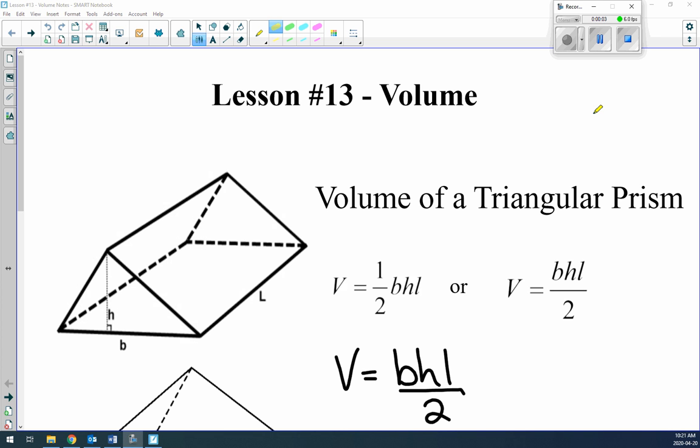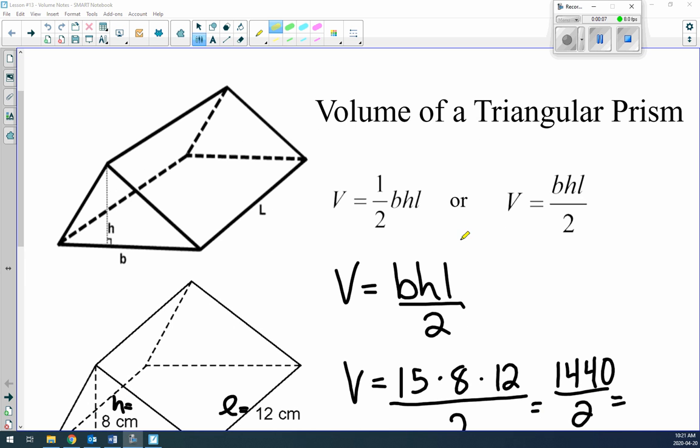Lesson 13, volume. So volume is just a continuation of area. So let's look at this first one, volume of a triangular prism. If you look, there's the triangle on the end, right? We know the formula for a triangle, half times base times height. But now what we're doing is, you think about this, there's a bunch of triangles just stacked on top of each other, so then we have to multiply it by the length to get the volume.